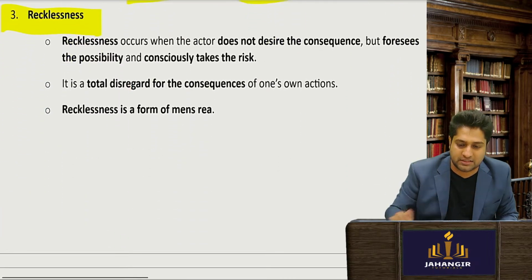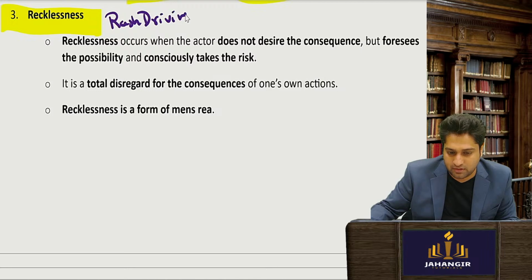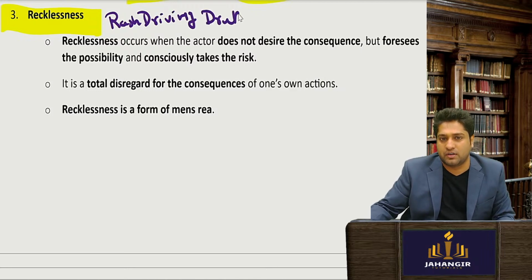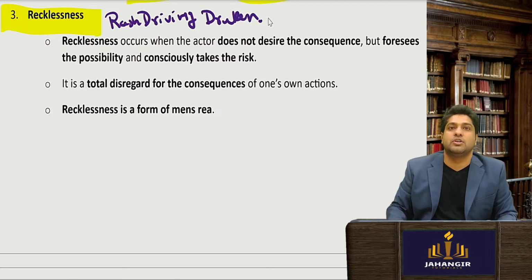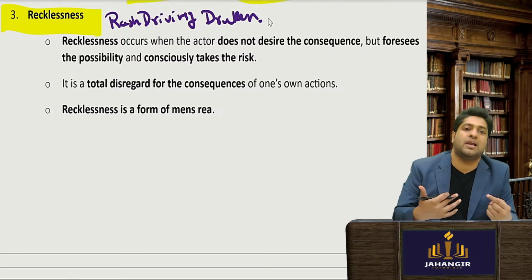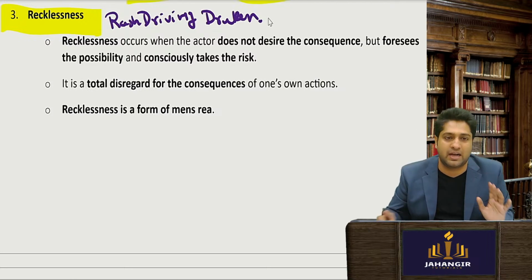Third, being reckless. So I can say simply, rash driving, or maybe drunken driving. In that case, what they believe is that you were so reckless that you knew that you had alcohol and still you are driving. So you were reckless. If there is any injury or any loss or any death, you will be held liable.